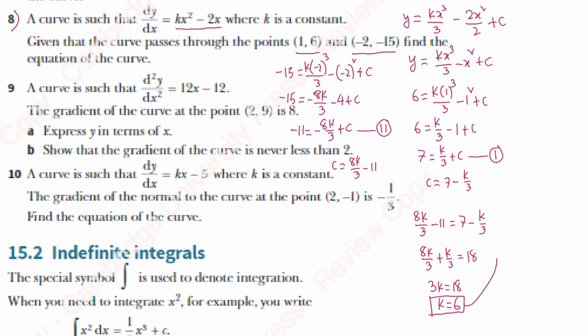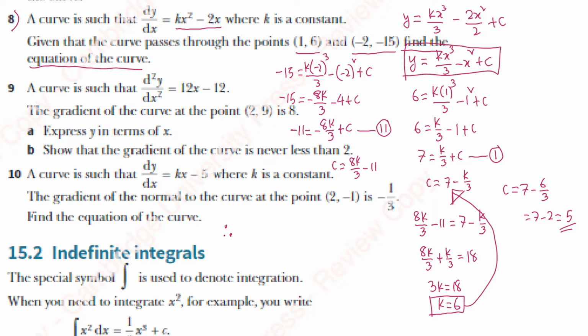So use this value of k in either equation to get the value of c. c = 7 - k/3 = 7 - 6/3. So 7 - 2, which is 5, is our value of c. Now, because they ask you to find the equation of the curve, you can write the equation of the curve by putting the values of k and c in the main equation.